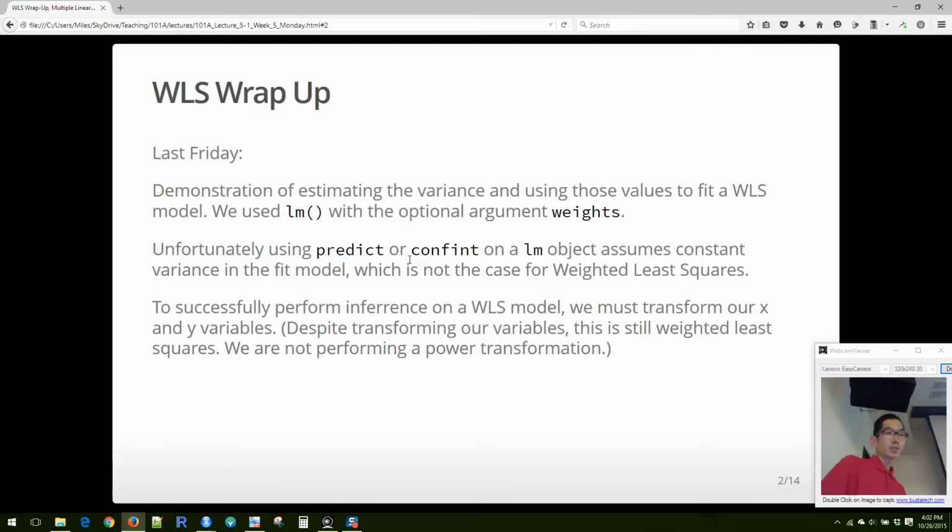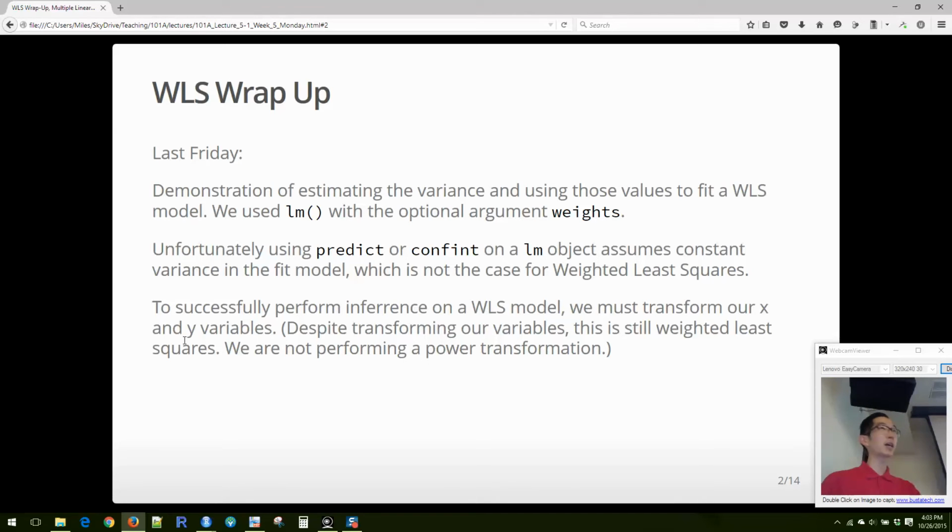The only unfortunate thing with that is that you can't use the built-in functions predict or confidence interval based on those things because they assume constant variance, which is exactly not weighted least squares. So to do inference on a weighted least squares model, we have to transform our x and y variables. We are transforming our variables, but this is still weighted least squares.